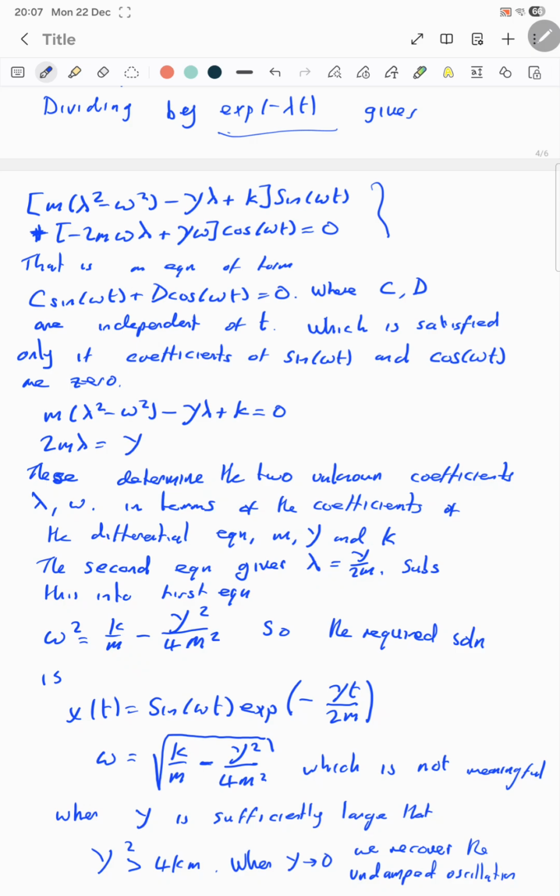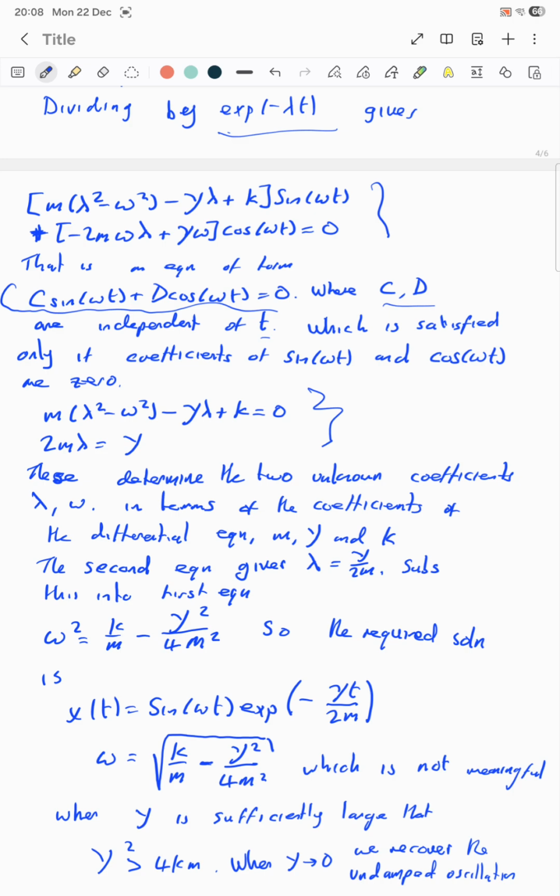This is an equation of the form given here, where c and d are independent of t, which is satisfied only if the coefficients of sine omega t and cosine omega t are 0. These determine the two unknown coefficients, lambda and omega, in terms of the coefficients of the differential equation.